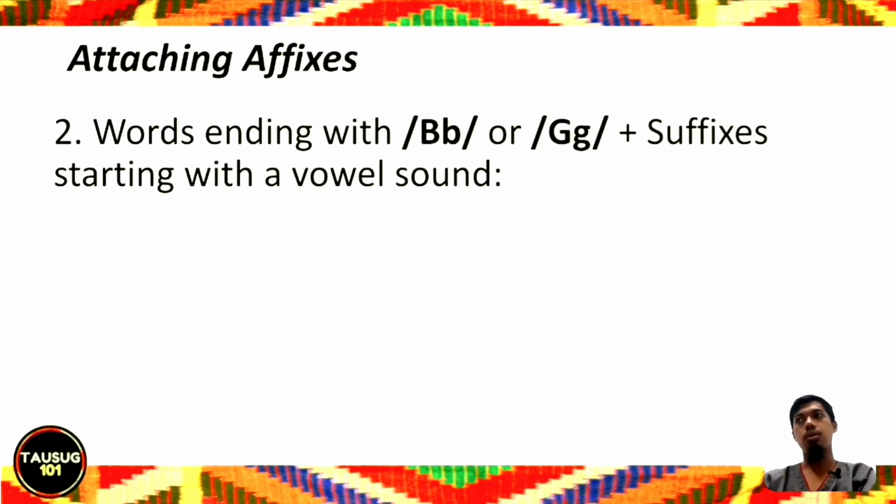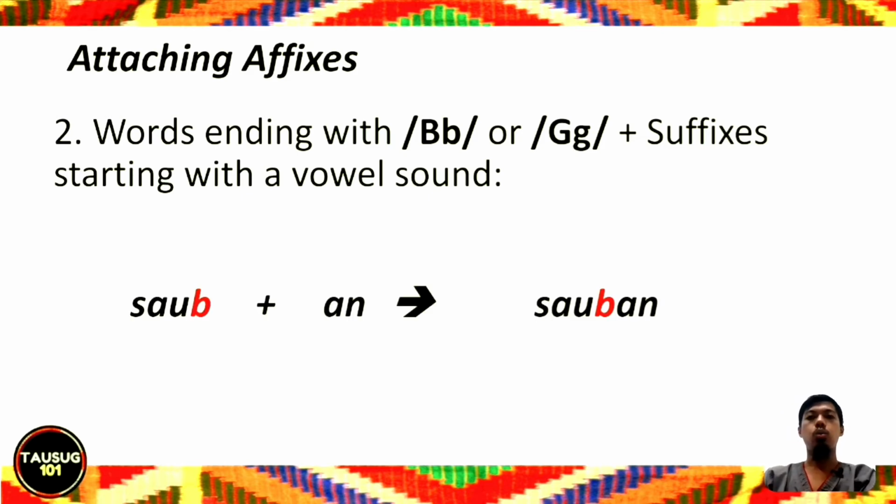vowel sounds. So this is now the opposite. What about words ending with letter ba, like saub, and then we attach a suffix starting with a vowel sound, like an? Now we read this as saowan.